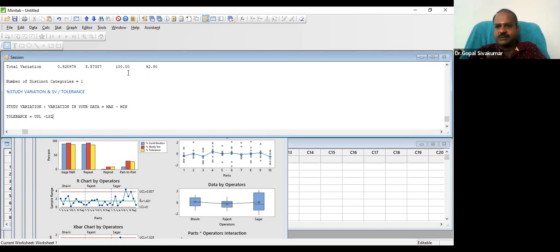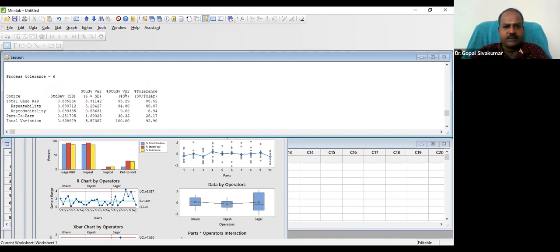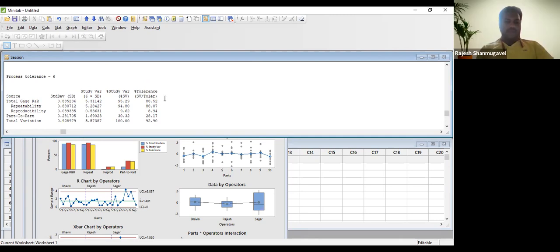Do you understand the difference? If you give USL and LSL, then the real customer tolerance is considered as the reference. If you don't give USL and LSL, Minitab will assume the maximum value in your data as USL and the minimum value as LSL, and then it will create the report. That is why you have two columns. Do all of you understand why we have these? Please confirm.